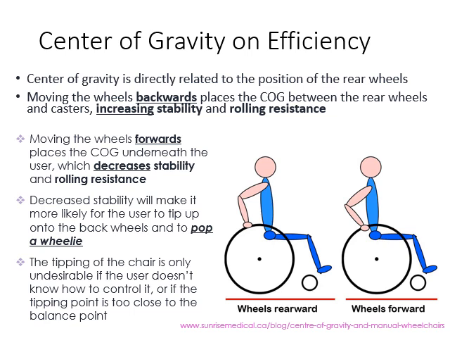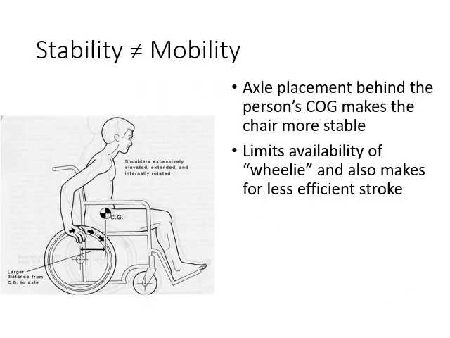It's only for those who know how to control their body weight, their center of gravity, they have good trunk control, and they know what they're doing. When we move that rear wheel further backwards, we get a more stable wheelchair, but it's not going to allow the user to pop a wheelie. It also makes the strokes less efficient because the person sitting in the wheelchair has to extend their shoulder further back in order to achieve a stroke.